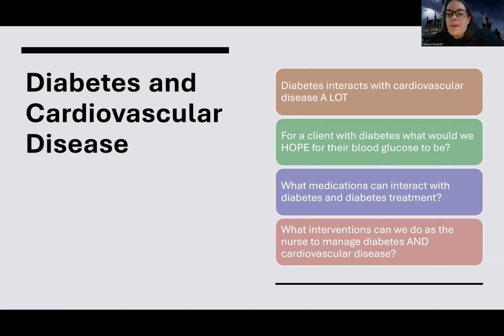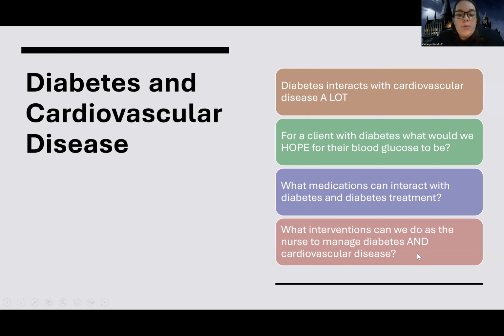What medications can interact with diabetes and diabetes treatment? You just want to remember, we talked a little bit about steroids can increase your blood glucose. We don't talk about steroids too much in CV disease, but always keep that in your head. And then when it comes to beta blockers, all of them can potentially decrease your blood glucose, but also beta blockers block beta. So they block your sympathetic nervous system, which can put you at risk for having hypoglycemia and not knowing it. It blocks that fight or flight.